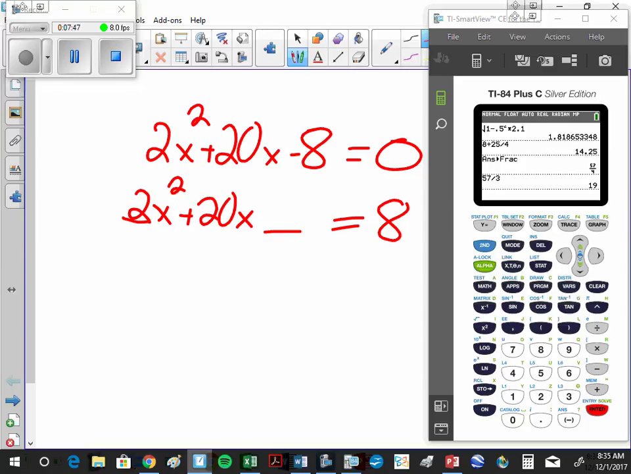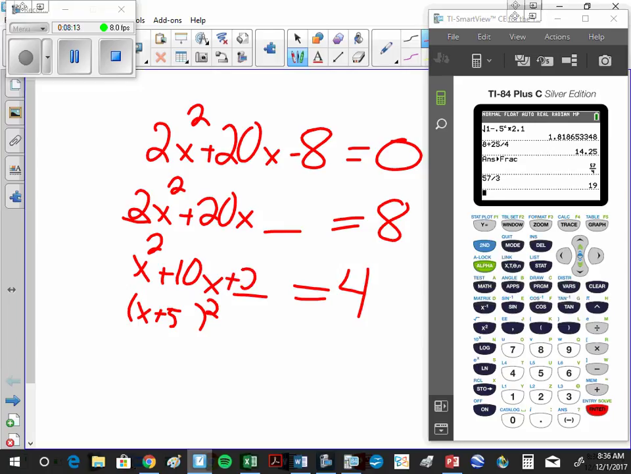Okay, so I'm going to divide everything by 2, and I get x squared plus 10x, leave a space, equals 4. And again, if that 2 does not divide out, you cannot complete the square. We'll have to learn another method to solve. All right, what's my factor? X plus 5 squared. So this would be 25, and this would be 25, and I end up with 29.